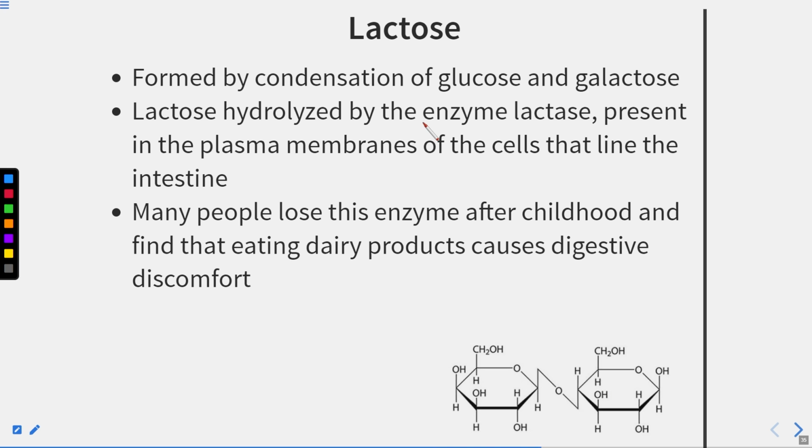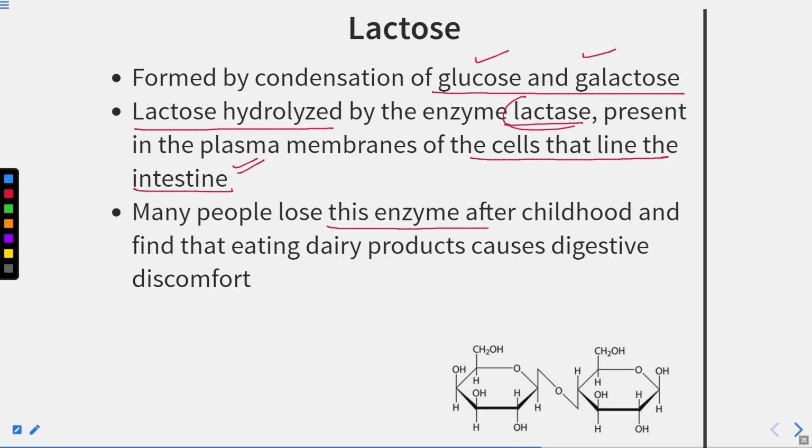Next is lactose, another disaccharide formed by the condensation of glucose and galactose. One monomer is glucose and another is galactose. Lactose is hydrolyzed by the enzyme lactase, which is present in the plasma membrane of the cells that line the intestine. So they hydrolyze this lactose by the enzyme lactase.